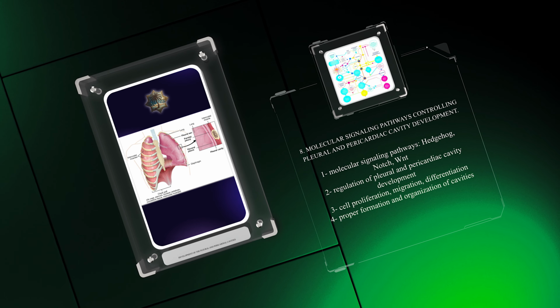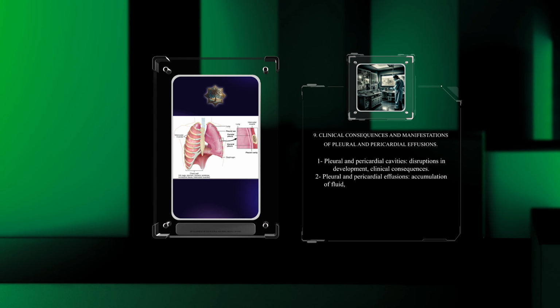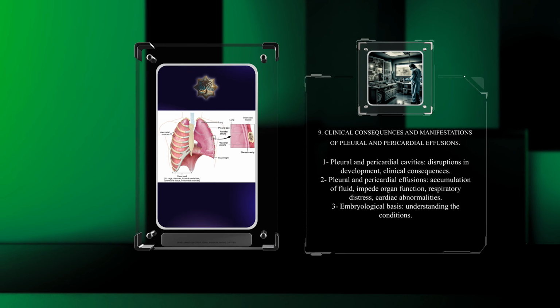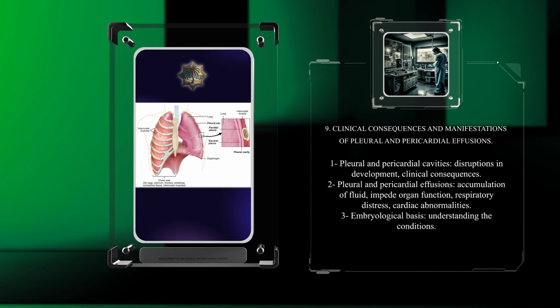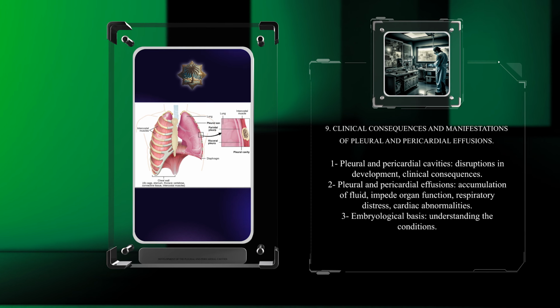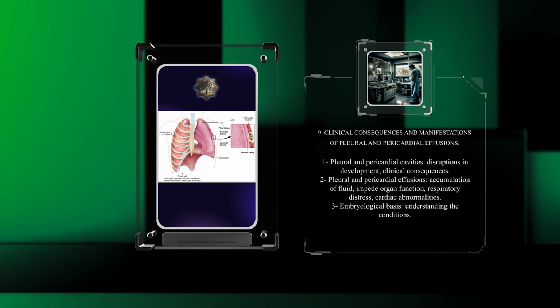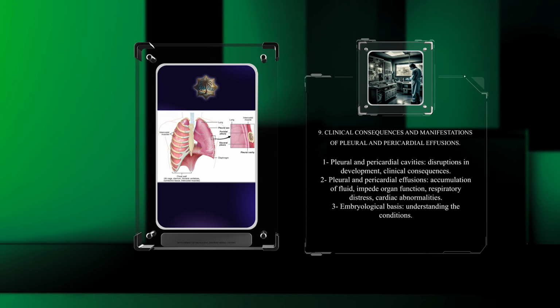of these essential cavities. Disruptions in the development of the pleural and pericardial cavities can lead to various clinical consequences. One common manifestation is the accumulation of fluid within these cavities, resulting in pleural and pericardial effusions. These effusions can impede organ function, cause respiratory distress, and even lead to cardiac abnormalities, highlighting the importance of understanding the embryological basis of these conditions.